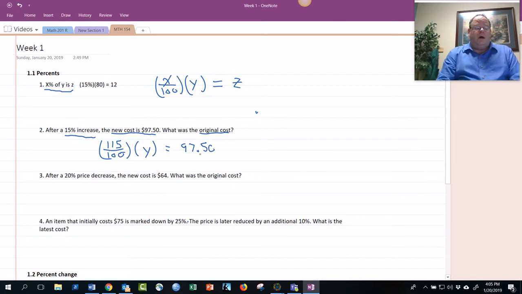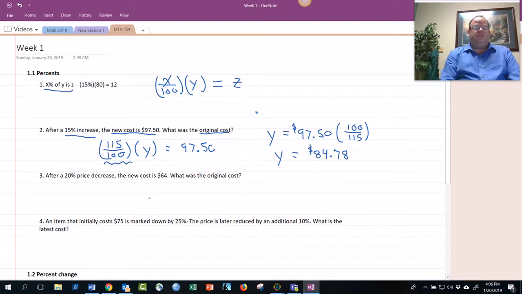Now we just need to solve for the y. Well, to solve for the y, we've got to divide both sides by the 115 over 100, right? So you remember, dividing by a fraction is the same thing as multiplying by the reciprocal. Like that. Now we just got to multiply the right side out over here. Probably some calculator time, right? This turns out to be 84.78. Actually, this was dollars to start, so it's dollars.